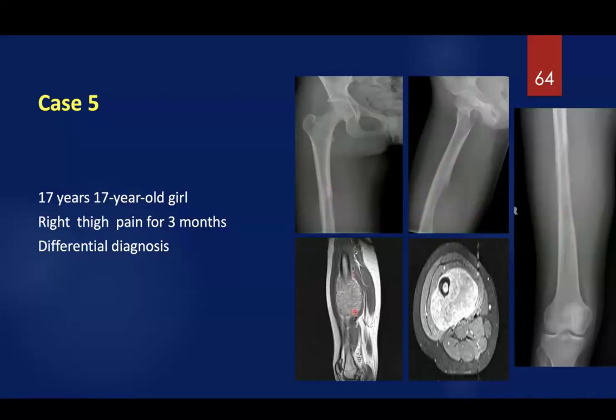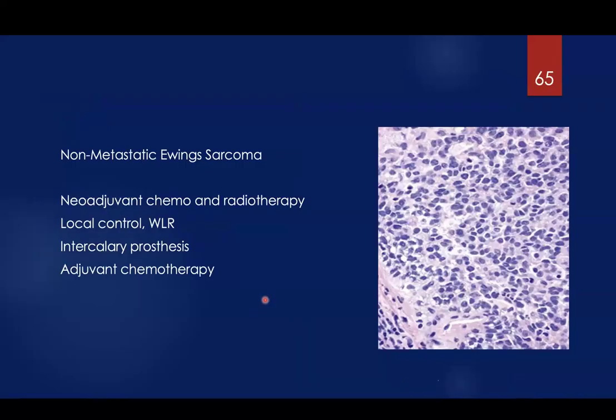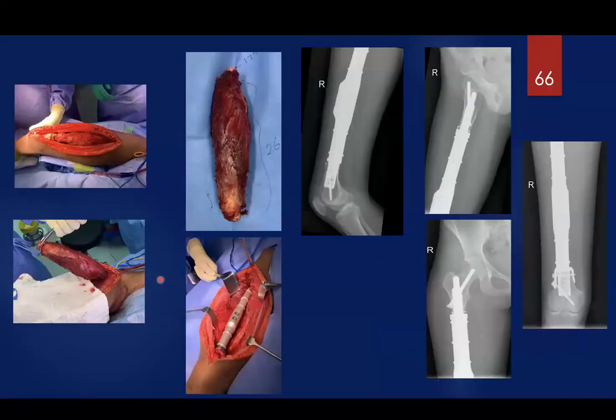Look at the MRI. The MRI showed you a huge soft tissue mass at the midshaft of the femur. And again, small round blue cells typical of Ewing sarcoma. She had neoadjuvant chemotherapy and radiation therapy because she had no response to upfront chemo, so we have to give her radiation therapy. And then she underwent wide local resection with intercalary reconstruction.